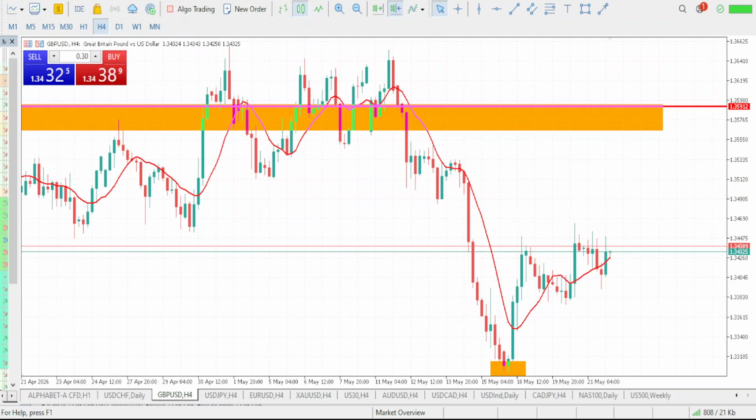So guys, this is what we are going to be expecting for the day on our GBP USD.